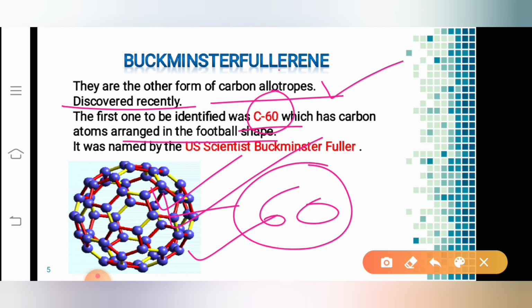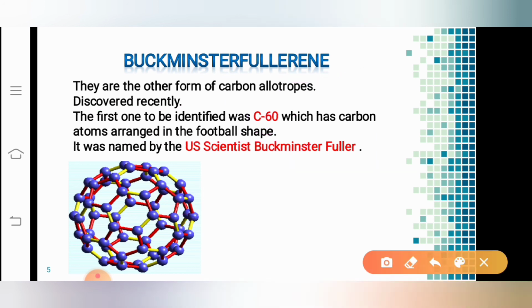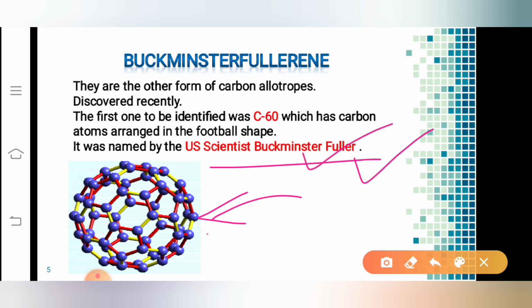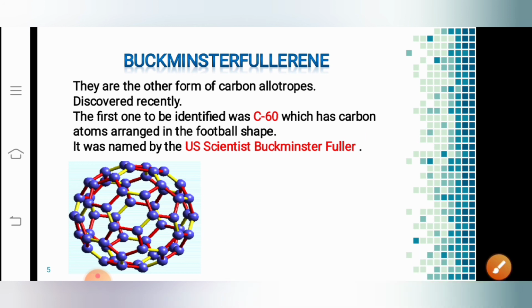Why this name, Buckminsterfullerene? It is because it was named by the US architect Buckminster Fuller. The person who gave the name to this allotrope was Buckminster Fuller. Hence, it got the name Buckminsterfullerene. Clear? So by now we have a clear picture of the three allotropes, the major crystalline forms of carbon. They are diamond, graphite, and the Buckminsterfullerene. Hope you all have understood what the allotropes of carbon are.